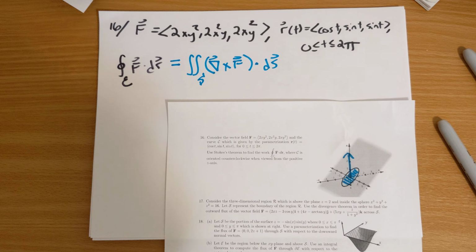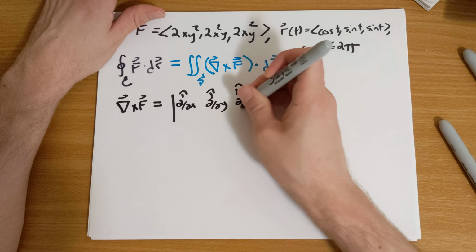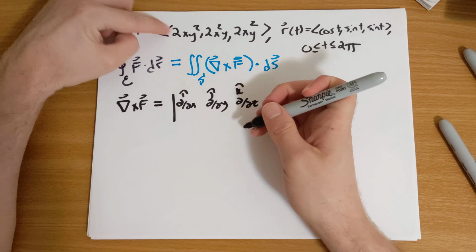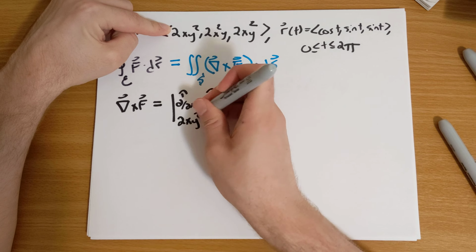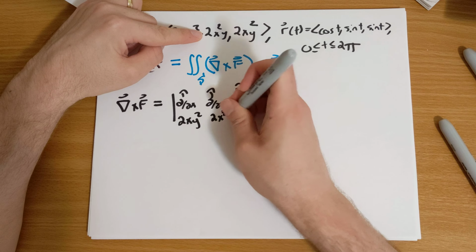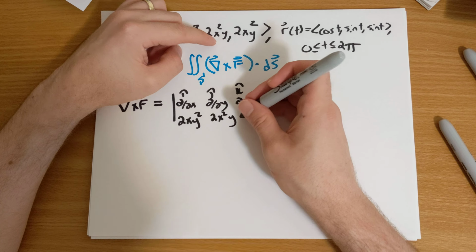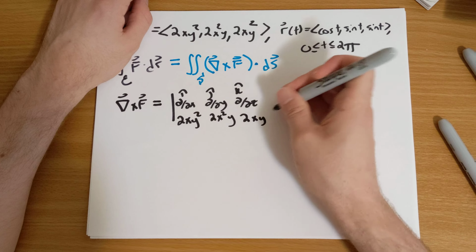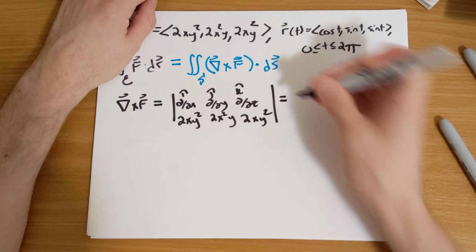Okay, so this is our task. We want to compute this surface integral. A couple of things we have to do here. One is that we need the curl of F, so let's go ahead and compute it. We take the determinant with i hat, j hat, k hat, the partial derivatives with respect to x, y, and z, and then the entries 2xy squared, 2x squared y, and 2xy squared.